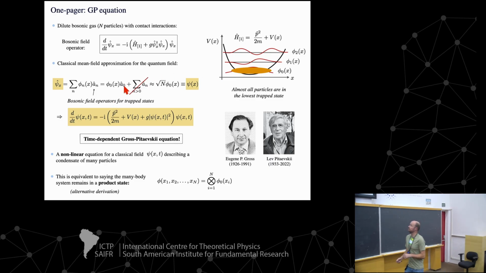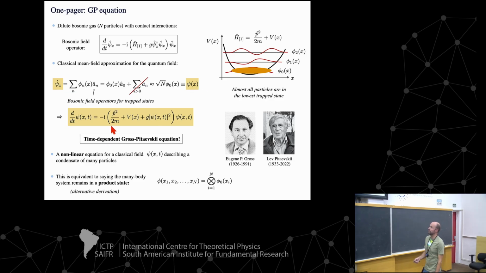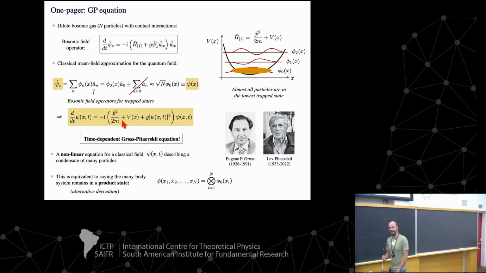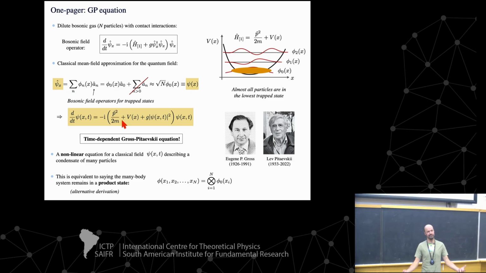Because there are so many particles in this one mode, I replace this operator by just a classical complex number. And then you arrive again at psi of x, which is a classical field, and this gives you the Gross-Pitaevskii equation. So the way that I like to think about the Gross-Pitaevskii equation, it's kind of the opposite of what you do when you do field quantization.